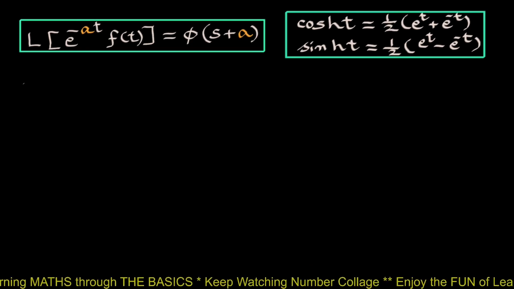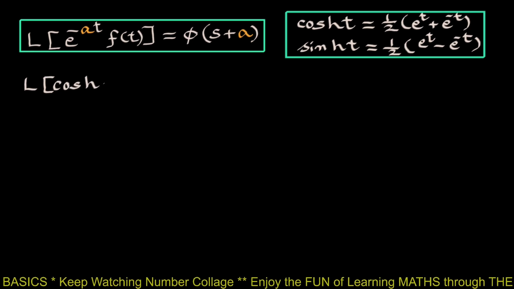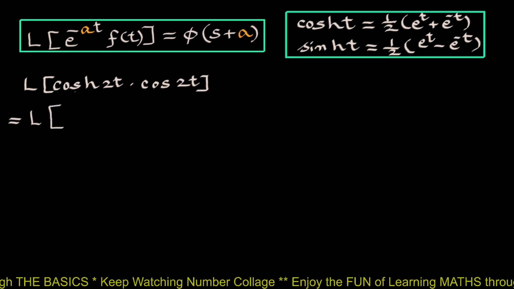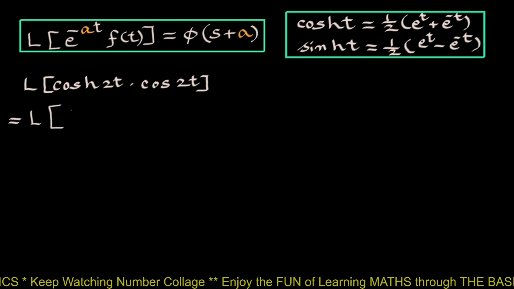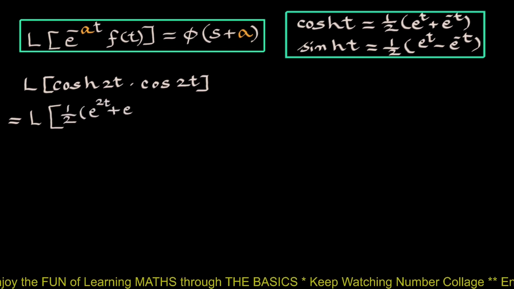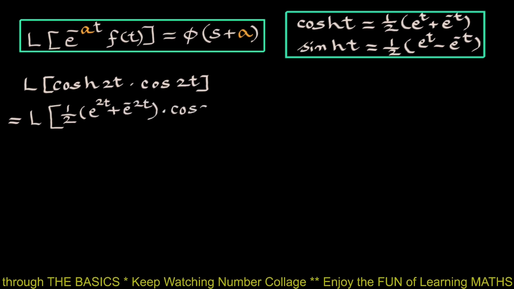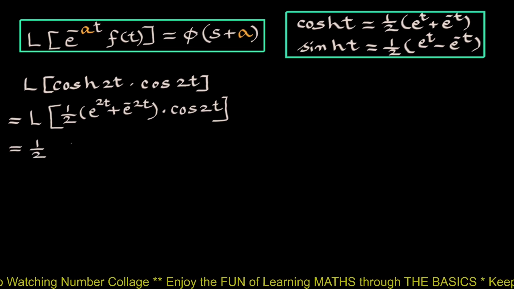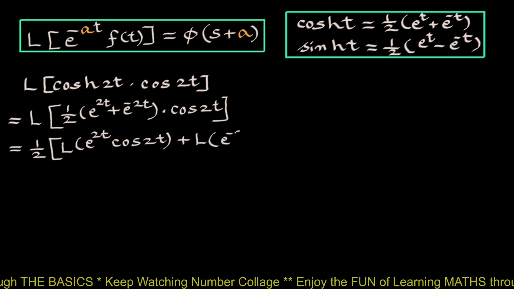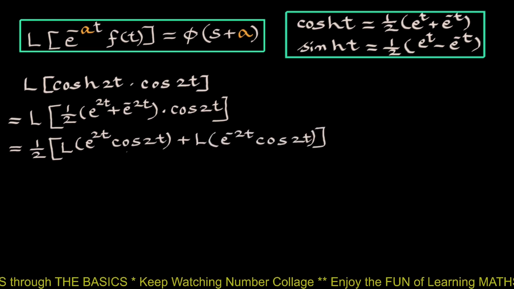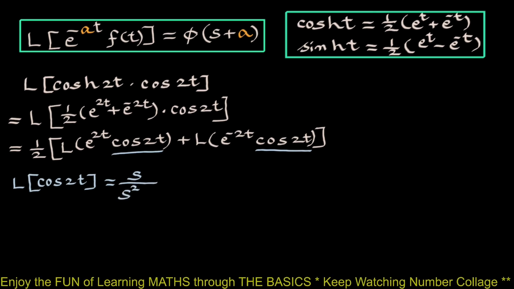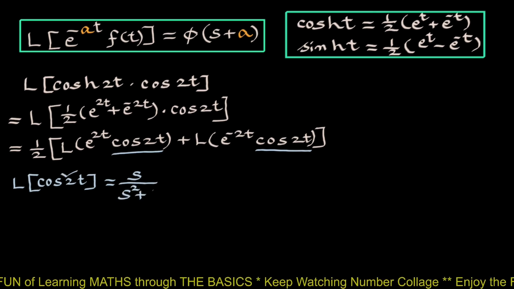We have to find the Laplace transform of hyperbolic cos 2t into cos 2t, which is L of hyperbolic cos 2t. From the above formula, it will be half of e raised to 2t plus e raised to minus 2t multiplied by cos 2t, which will be half the Laplace transform of e raised to 2t cos 2t plus the Laplace transform of e raised to minus 2t cos 2t. First we find the Laplace transform of cos 2t, which is s upon s square plus the square of 2, that is 4.